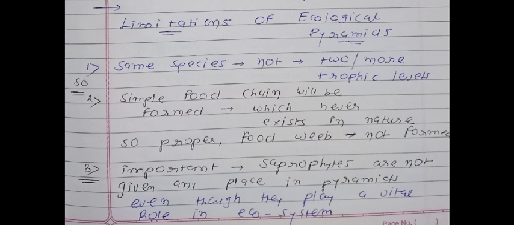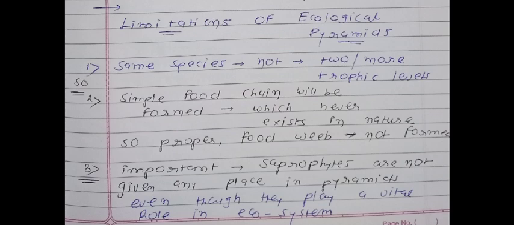Okay, so see, what is limitation first one? The same species will not be included in two or more than two trophic levels. So only a simple food chain will be formed which never exists in nature. So a proper food web will not be formed.